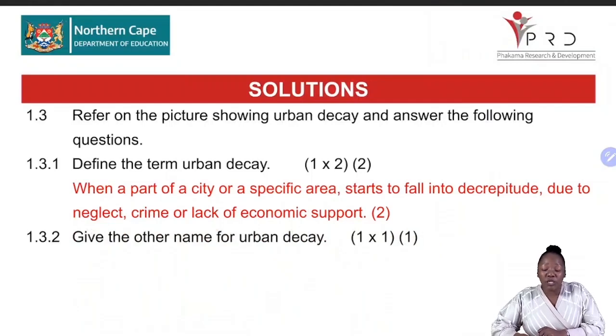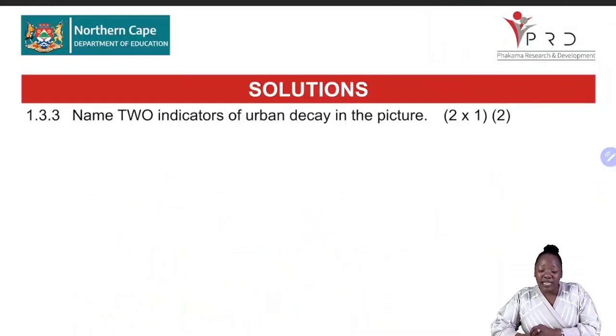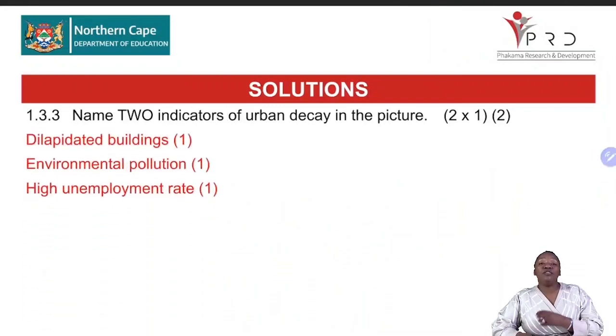Then second question, it says give the other name for the urban decay. You will understand that the urban decay, we call it the urban blight. And then our third question says name the 2 indicators of the urban decay in the picture. What you see in the picture are the dilapidated buildings, the evidence of environmental pollution, and also the high unemployment rate.